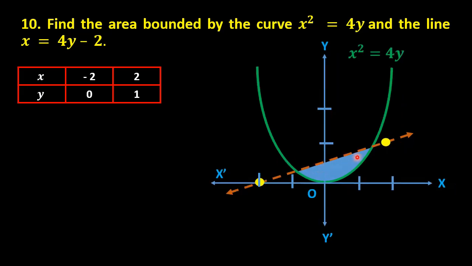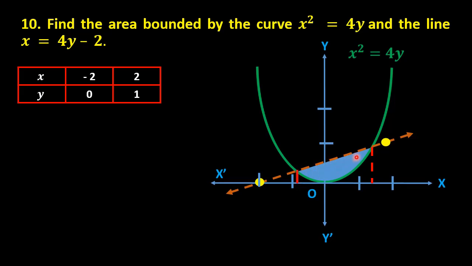Now before finding the area, we need to find these 2 points where the two curves intersect each other. This can be done by solving the straight line equation and the parabola equation, like in question number 9. From there we get 2 points, and from this point we drop a perpendicular on the x-axis to calculate the area on the right of the y-axis, this area. And in order to calculate the area on the left side of the y-axis, this small area, we also need to drop a perpendicular on the x-axis from this point.